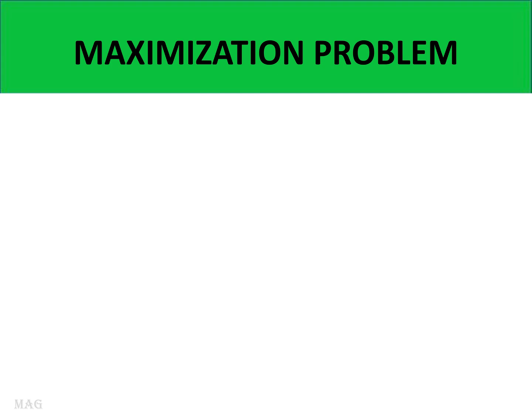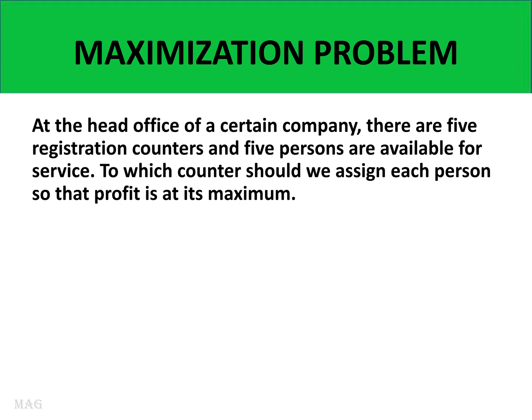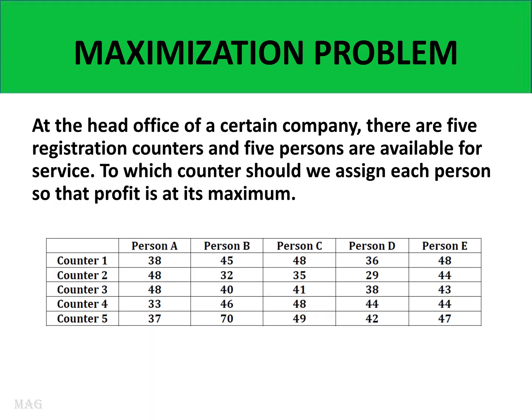The previous problem is a minimization problem. Now this time, let us consider a maximization problem. At the head office of a certain company, there are 5 registration counters and 5 persons are available for service. To which counter should we assign each person so that profit is at its maximum?